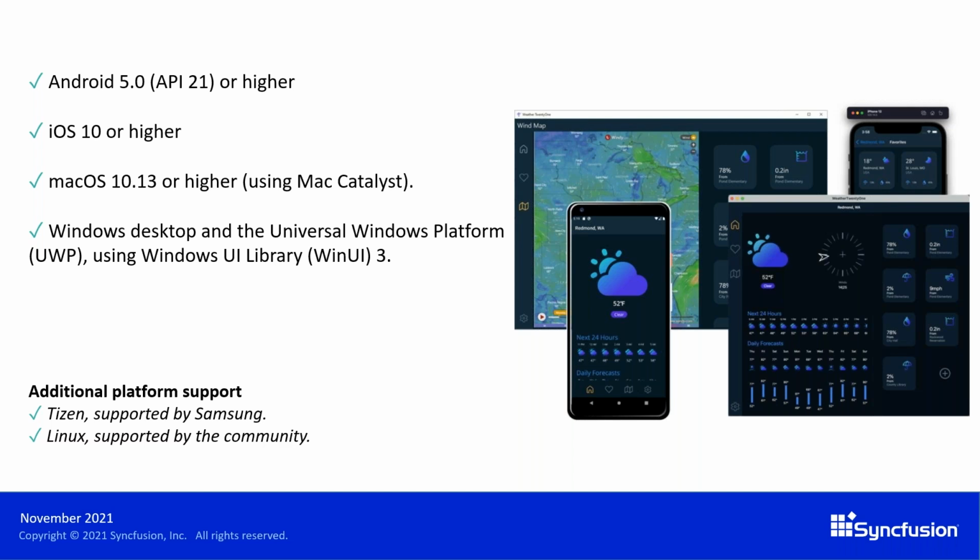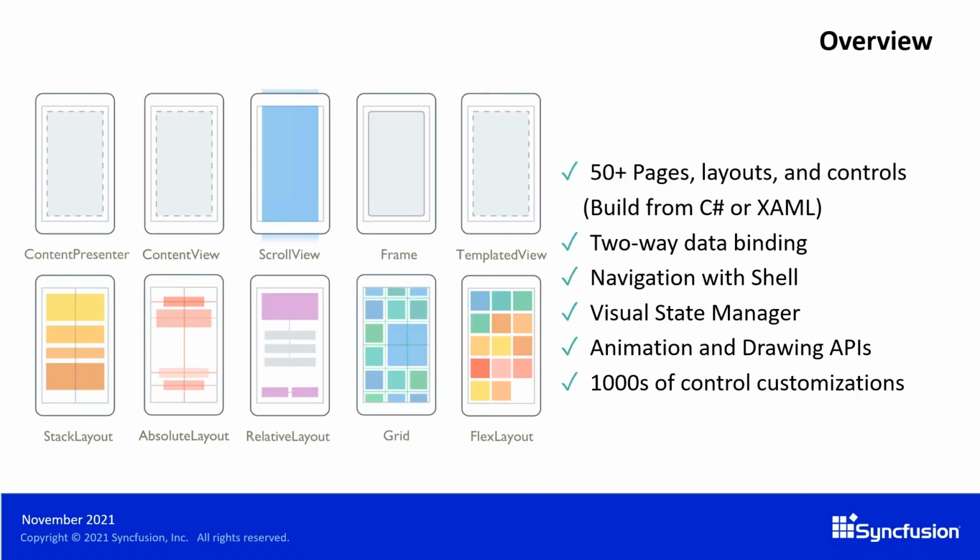Just to give you an overview of what we have, very similar to what we already have now with Xamarin: more than 50 pages, layouts and different controls, two-way data binding, and Shell navigation, which I think is the most used nowadays. That is the navigation with the menu at the bottom of the screen with the big icons. We also have the Visual State Manager, different animation and drawing APIs, and different control and customization.